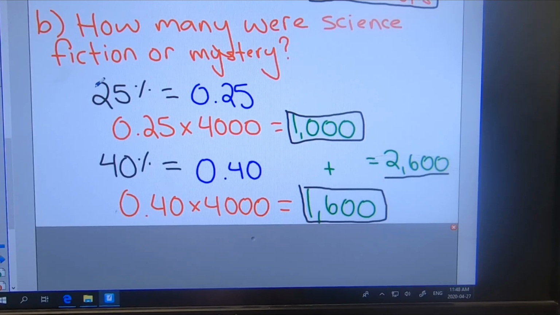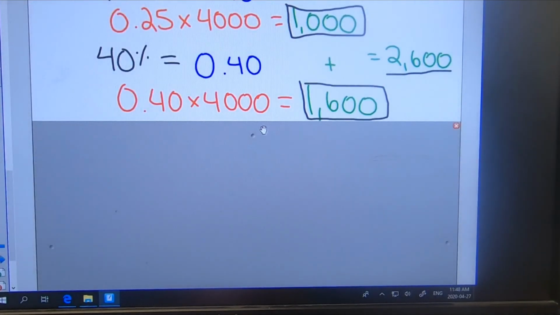So again, take your percent, turn it to a decimal, and multiply it by the total. And this will give you how many of what that is.